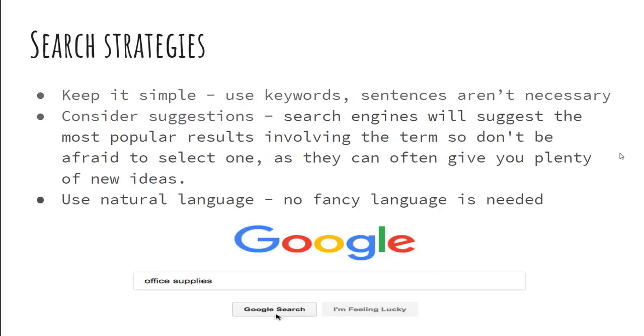So here are some search strategies that I want to share with you. When you're searching for something specifically, use keywords. You don't necessarily need to type in an entire sentence to find something. So say I'm looking for some things from my office. If I just type office supplies and I hit Google search, it'll give you the most popular results first. You don't really need any fancy language to search.